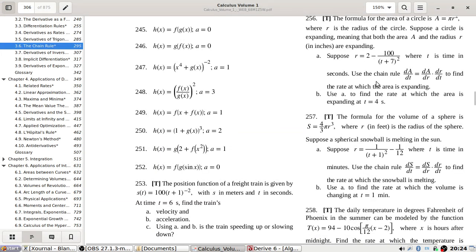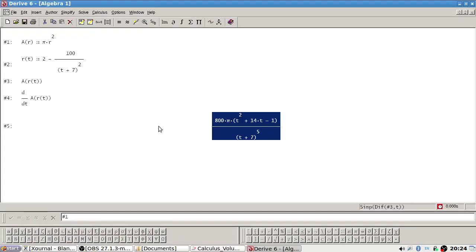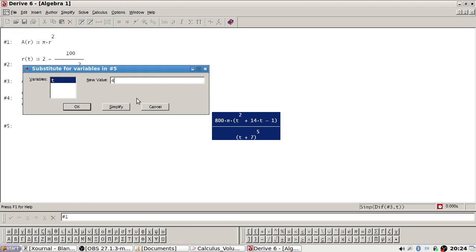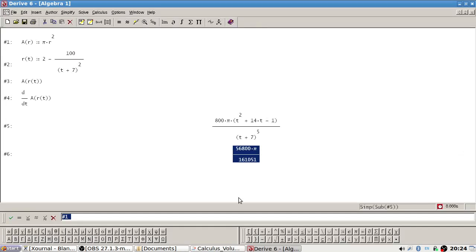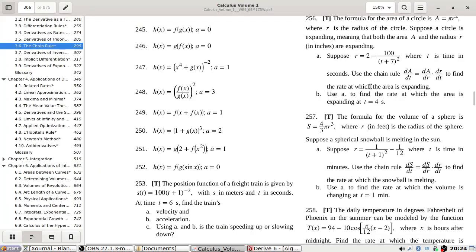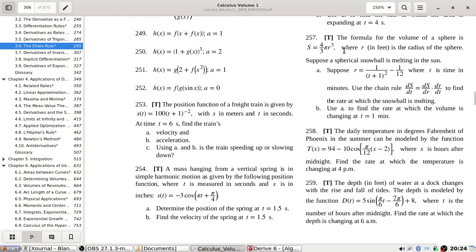Okay, that's the derivative, and find it right there, which is going to be 4. That's it there, whatever the unit is, inches squared per second. Yep, okay, that's fine. Right, maybe I can show you with this one, 257.